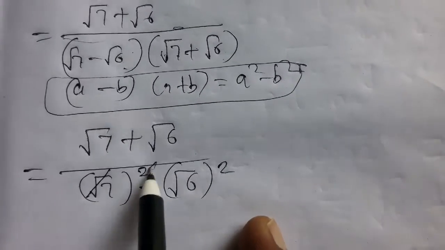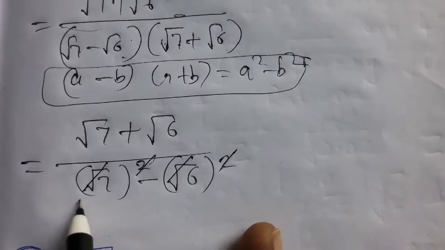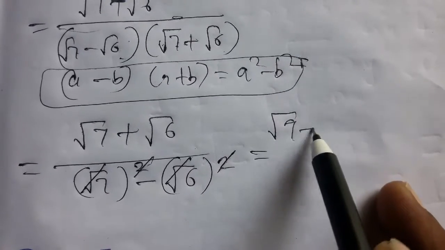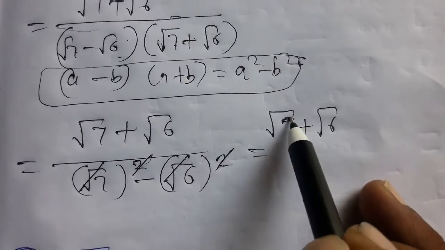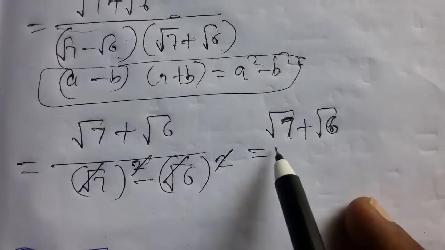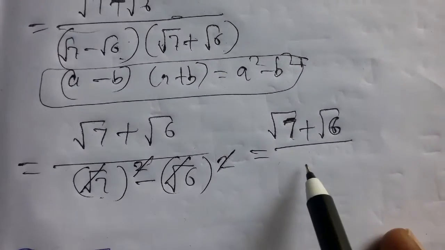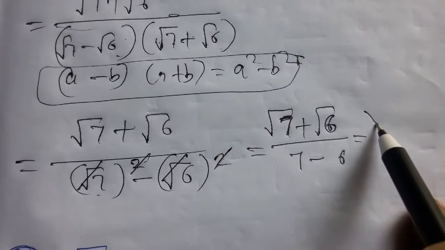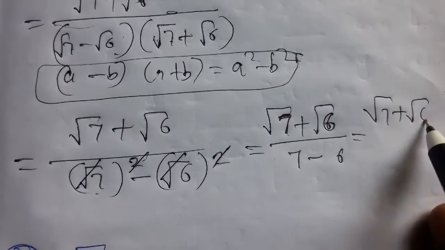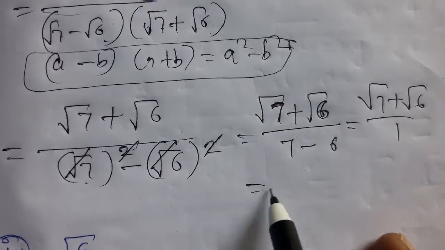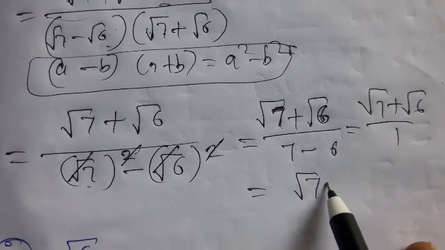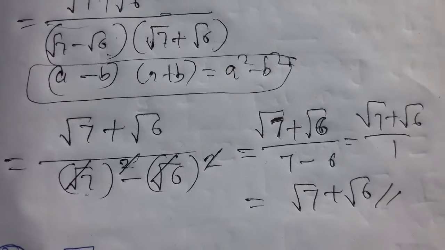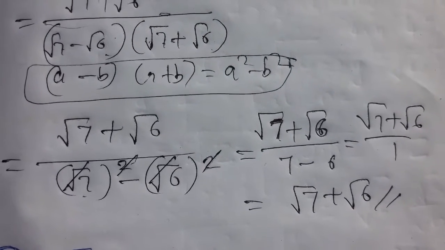See here root square cancel. This can be written as root 7 plus root 6 by this is 7 minus 6, that becomes answer is root 7 plus root 6 by 1, that means what is the answer? Root 7 plus root 6 is the answer of the given question. Now move to next question.